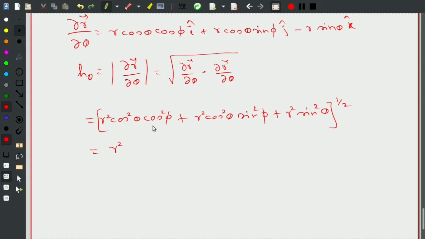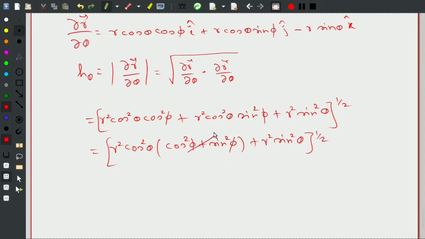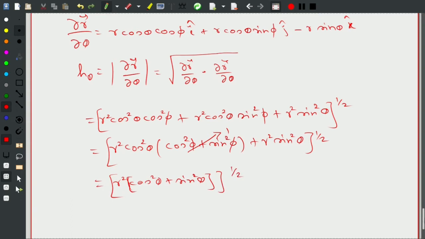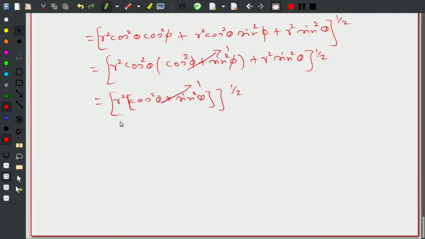Therefore we have r². Let's try to take this r² cos²θ outside from this. So we have r² cos²θ times (cos²φ plus sin²φ) plus r² sin²θ, whole power 1 by 2. So this one gets equal to 1, and we have r² (cos²θ plus sin²θ), and we also have a root outside. Therefore this also equals 1. Therefore we have the root of r², which is nothing but r. Therefore our h_θ, the scaling factor, is r.